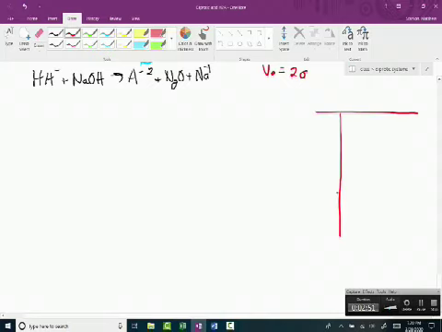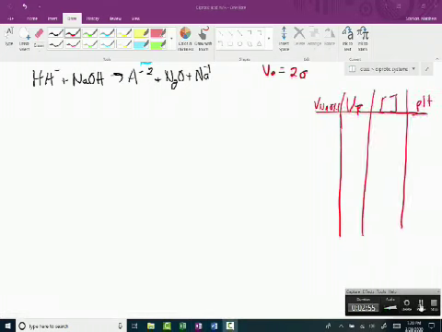I have volume of NaOH. I'm going to make these equations.